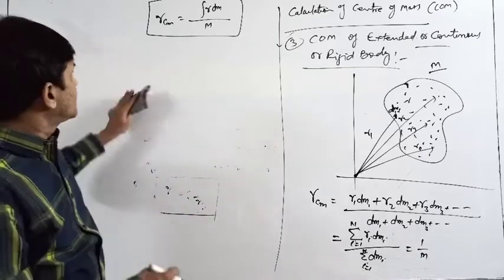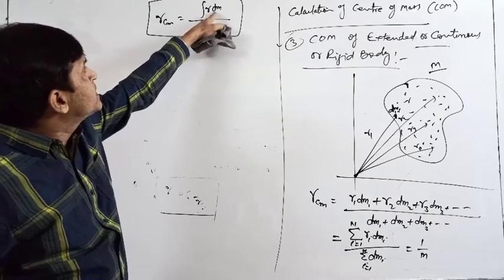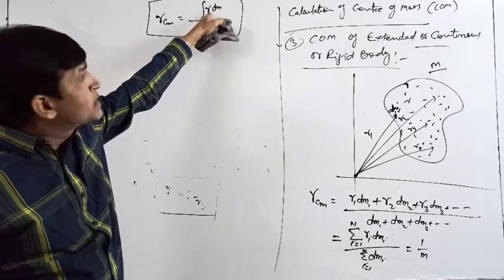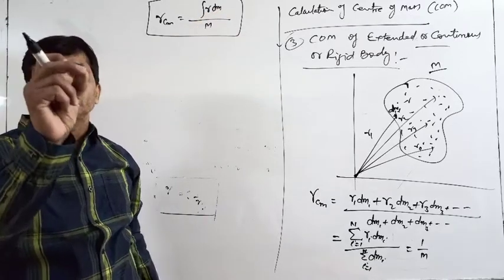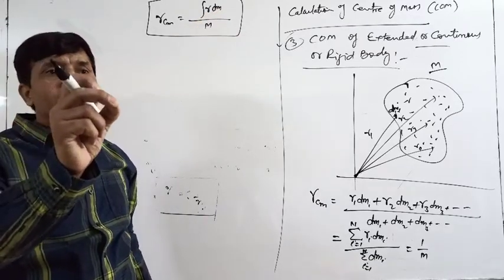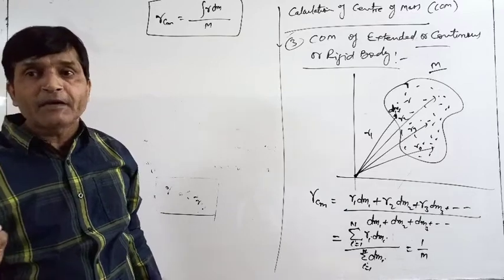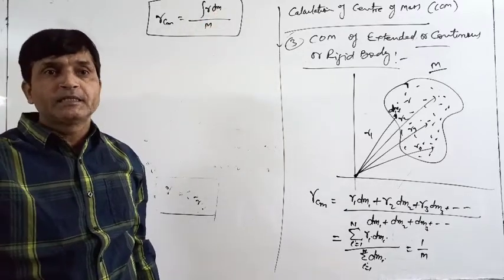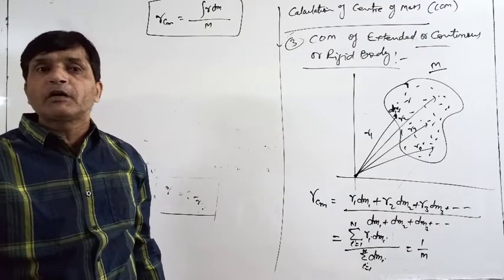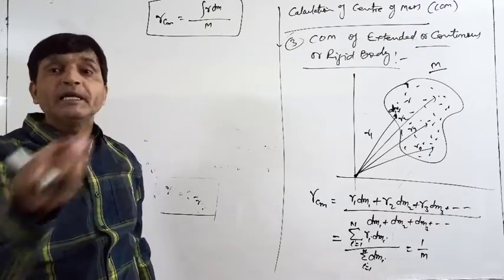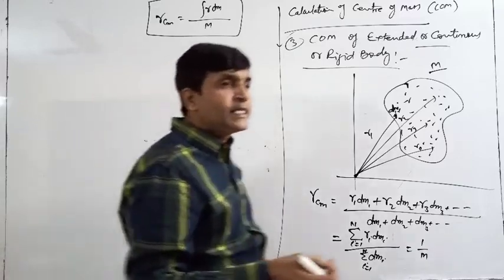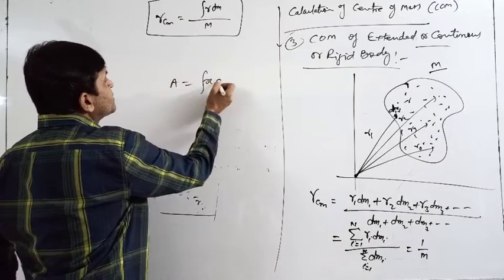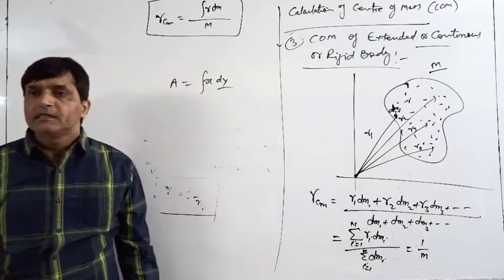So r dm is nothing. r is the position of center of mass of a small particle which we are calling as in integration language. dm is nothing, it is a small element. dm is the mass of a small element. When you are calculating area, x dy, area is like this. x dy. What is dy? Small element.